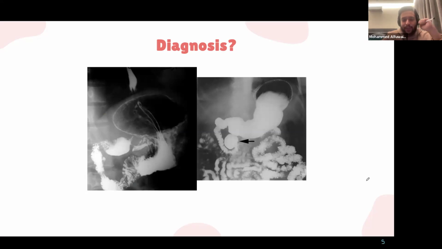Duodenal diverticulum. Okay, so this is the duodenal diverticulum. There is one specific type of duodenal diverticulum that I need you to know. It's going to be in the second part of the duodenum. There are two types: intramural, which is within the wall, or extramural.